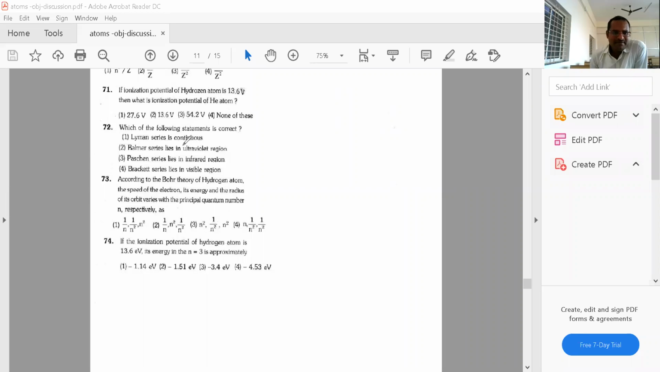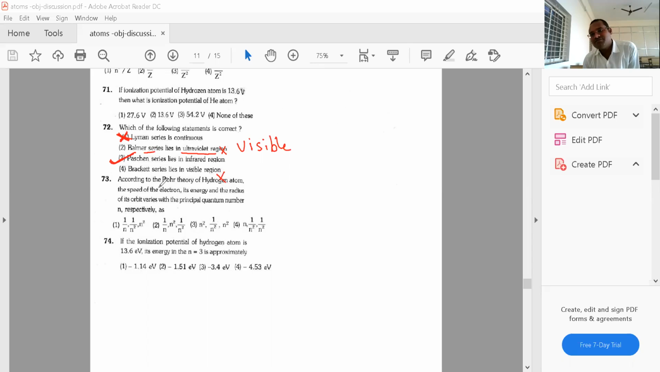They're asking. Okay. Lyman series is continuous. No, wrong. Lyman series is not a continuous series. Next. Balmer series lies in ultraviolet region. Wrong. Paschen series lies in infrared. Yes. Balmer series lies in visible region. Brackett series lies in visible region, wrong. So the correct statement is the third option.